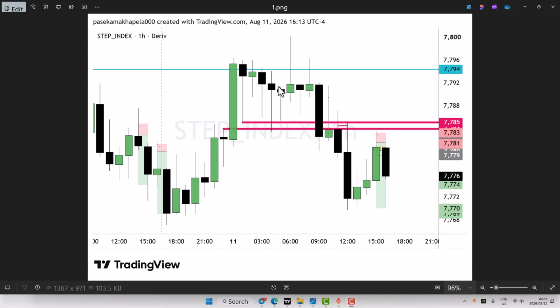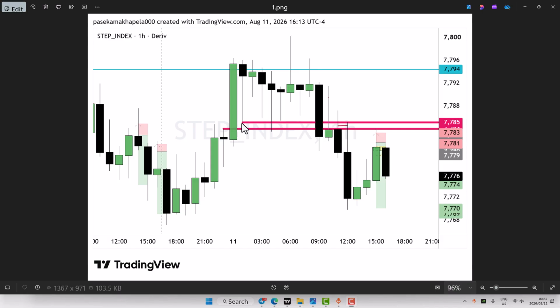They are marking time, but they eventually reach into the London fair value gap. That's what I call it since it's printed in the London session, right? So that's the London new day opening fair value gap.